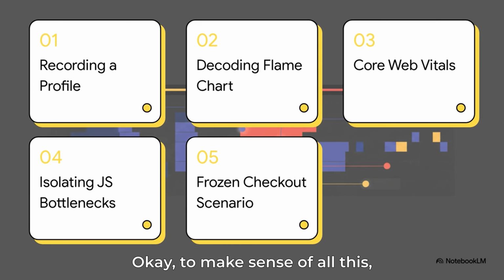Okay, to make sense of all this, we're going to break our agenda down into 5 simple parts. 1, recording a performance profile. 2, decoding the flame chart. 3, spotting core web vitals. 4, isolating JavaScript bottlenecks. And 5, walking through a real-world frozen checkout scenario.